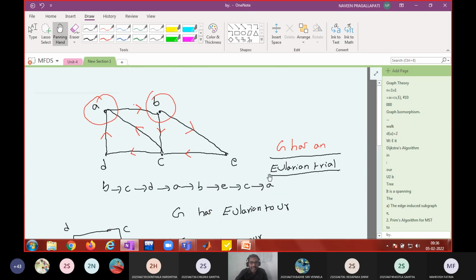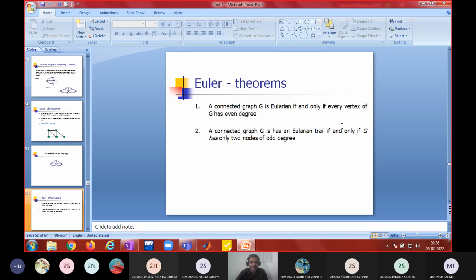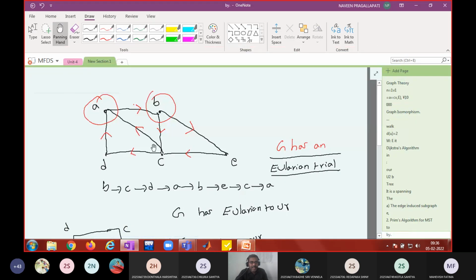But an Eulerian trail exists. Why? Because there are odd degree vertices, and if there are exactly two, then an Eulerian path exists. A connected graph G has an Eulerian trail if and only if G has only two nodes of odd degree. Because G has only two nodes of odd degree, you are able to find such an Eulerian trail.